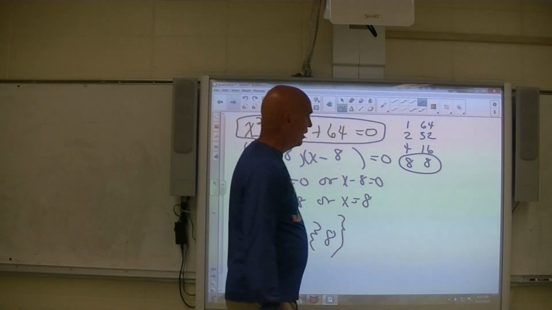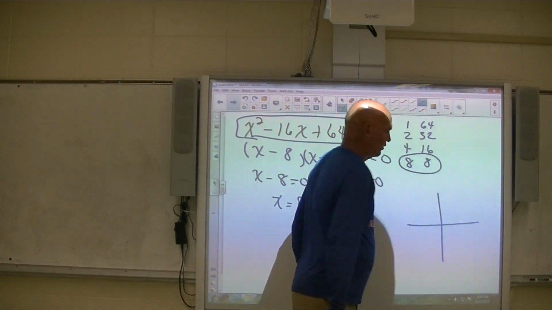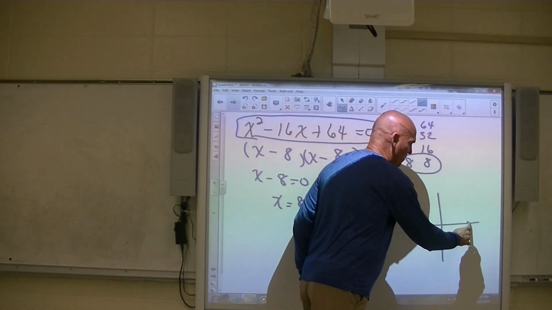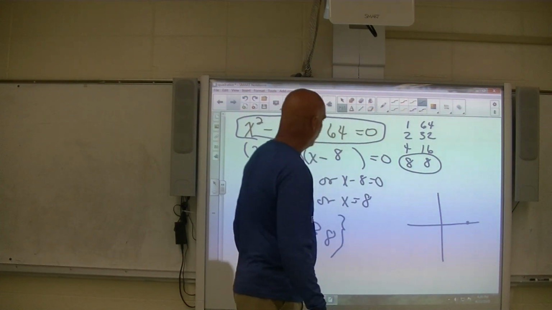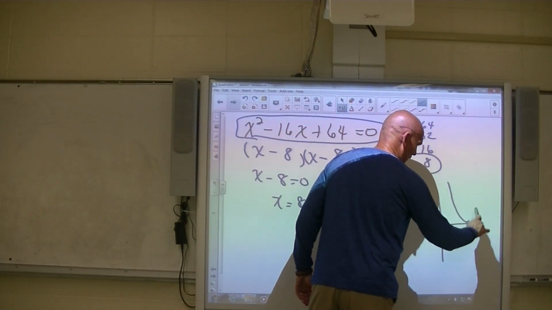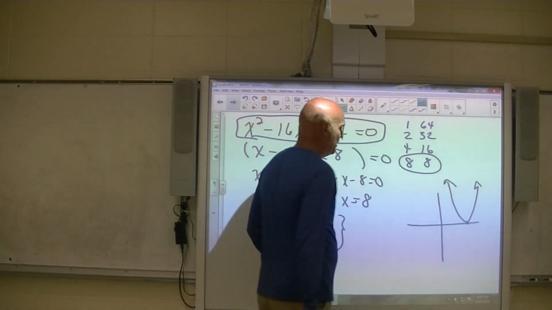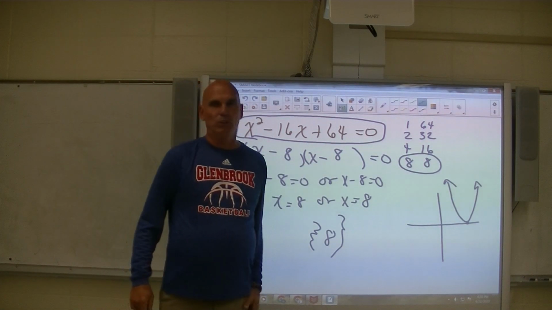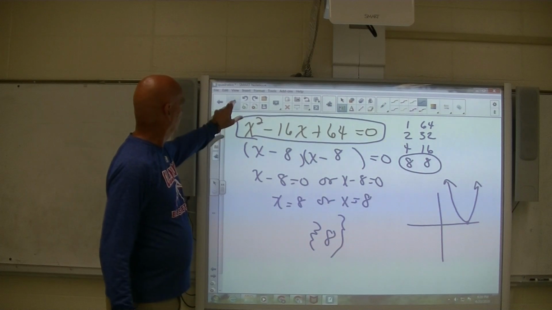What would it look like on the graph? Here's what a double root looks like on the graph. 8 is going to be on the x-axis over here, and because it's a double root, that means it's going to end up being the vertex. So it's going to come down here like this and go back up there like that. You know it opens upward since that's positive. And so that's where it's going to be. That's what a double root would look like, okay?